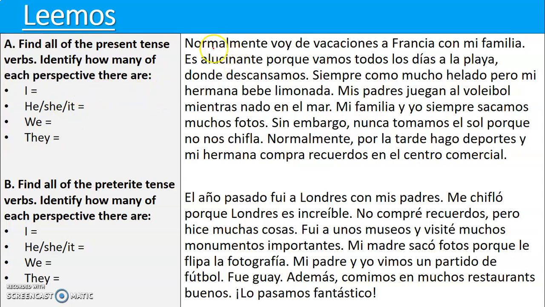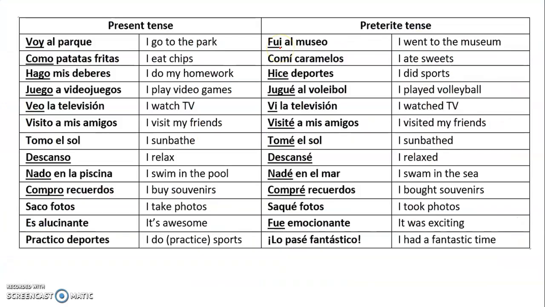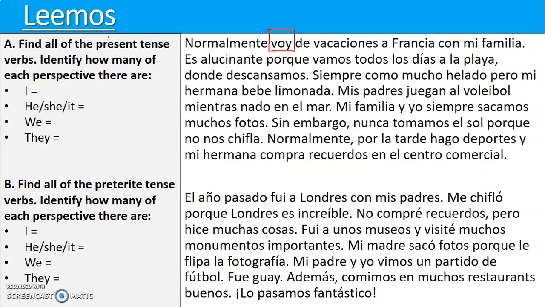So if we have a go at doing a few of those together, if you just read the sentence. So the first sentence, normalmente voy de vacaciones a Francia con mi familia. So in English that means normally I go on holiday to France with my family. So the verb there in English is I go. And in Spanish, that's voy. So that's the first verb you found. And because it's I go, voy, this is an irregular one, and you've got it here in your fact book. You've got one for the I.